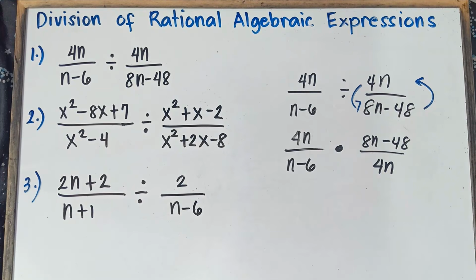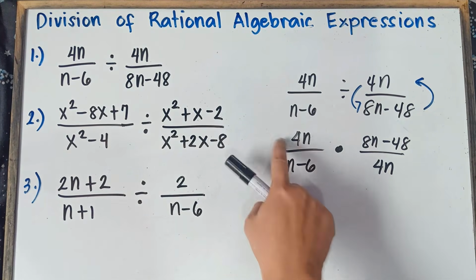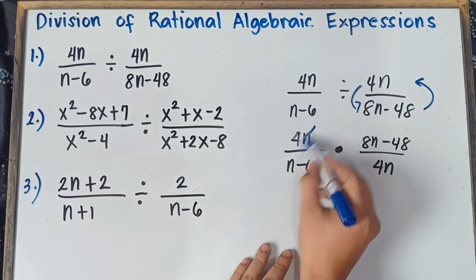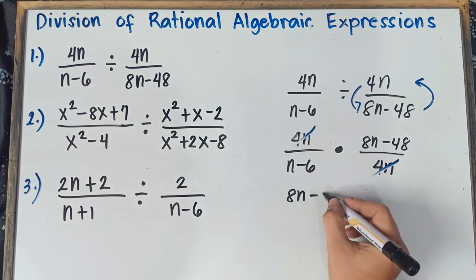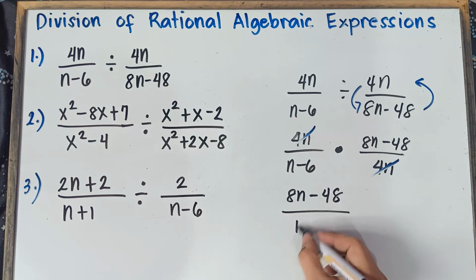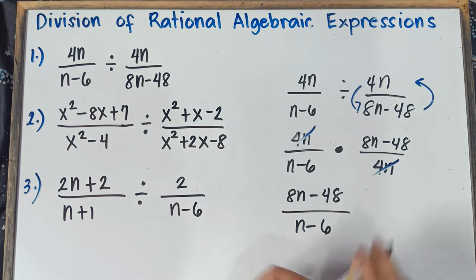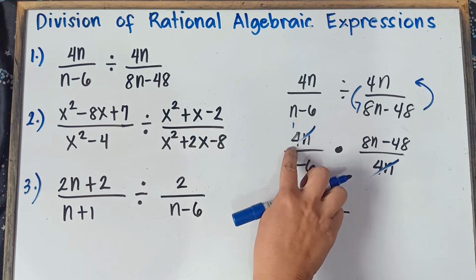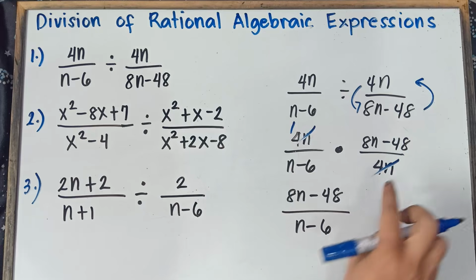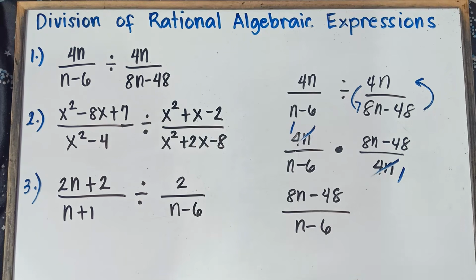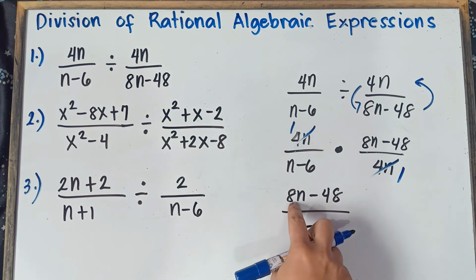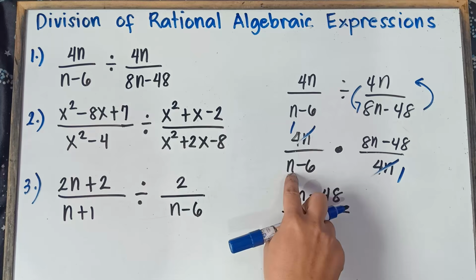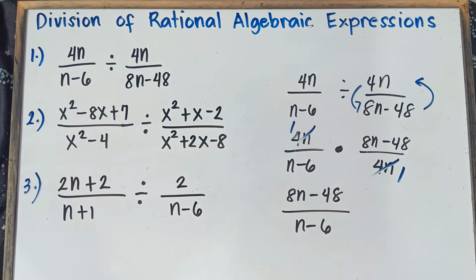Alright, so do we have the same numerator and denominator? Yup, same numerator and denominator. We can just simply cancel it out. And the remaining will be 8n minus 48 over n minus 6. Once again, class, we can put 1 here, that's okay. 4n divided by 4n would be 1. And then 1 times 8n minus 48, simply copy 8n minus 48. And then n minus 6 times 1, simply copy n minus 6.